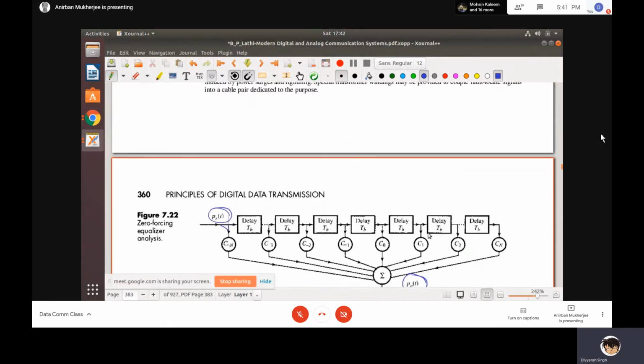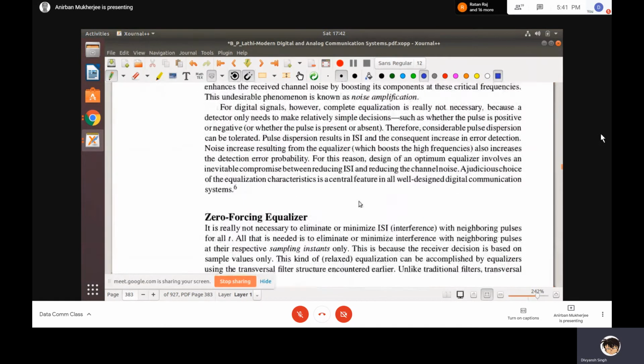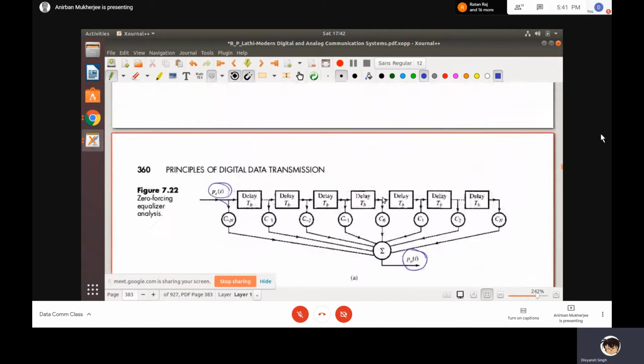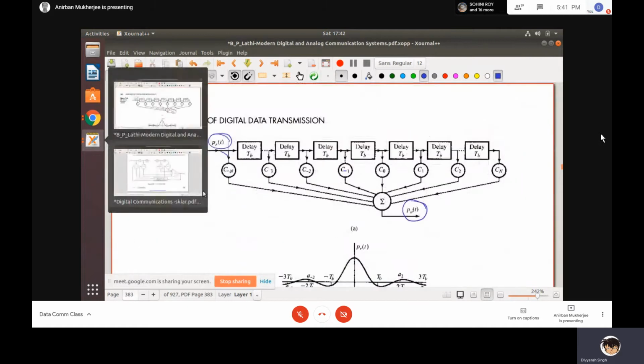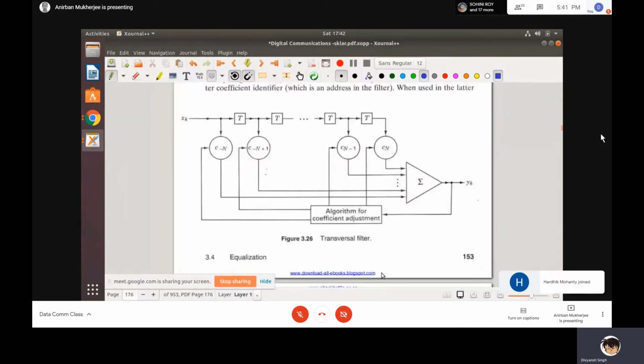Now you see, this is my equalizer. It has the same characteristic: you are putting a delay from C minus n to C plus n. After the delay, you just forget this point. You forget about this, at this point you don't talk about it. Don't say this connection is not there. I will tell you why the connection is.